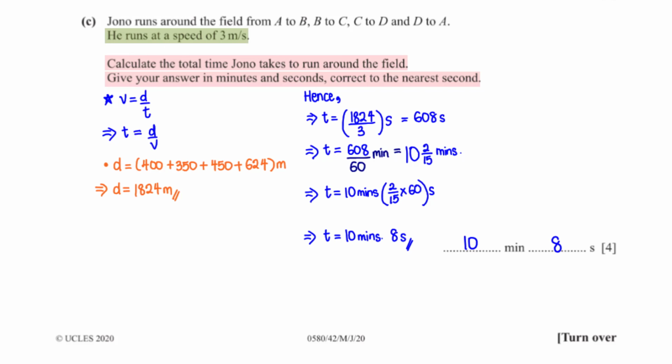Since we've already been given the speed at which he was running as 3 meters per second, we have t equals 1824 divided by 3 seconds, which is equal to 608 seconds. To convert to minutes, we divide 608 by 60. This gives us 10 and 2/15 minutes. We need to multiply 2/15 by 60 to convert it to seconds. This gives us 10 minutes, 8 seconds.